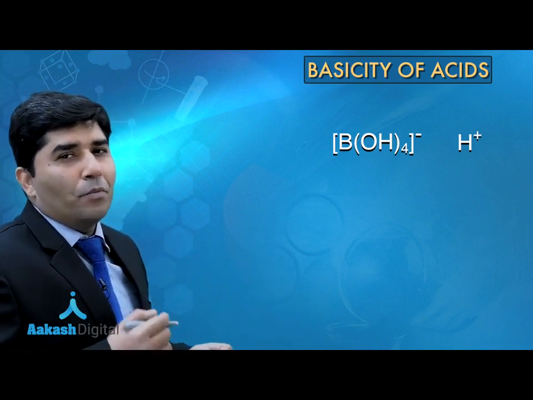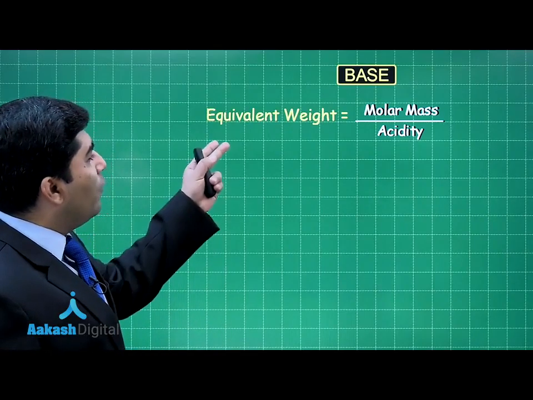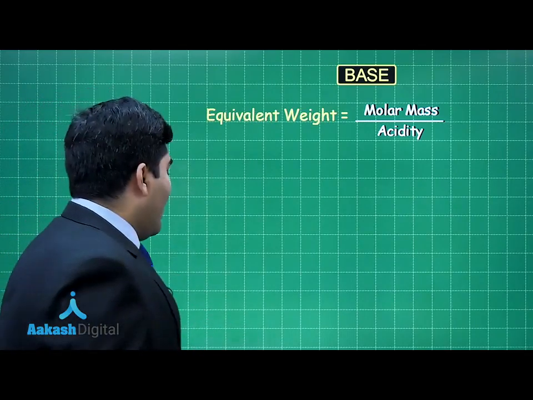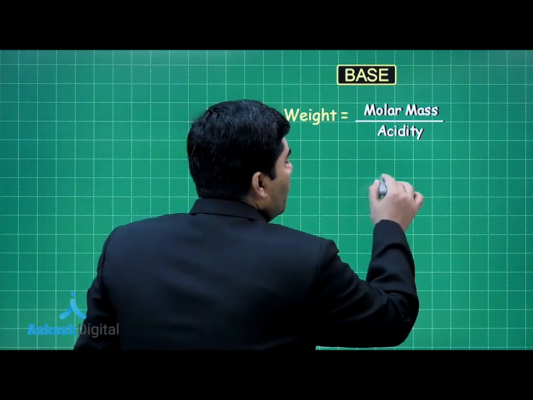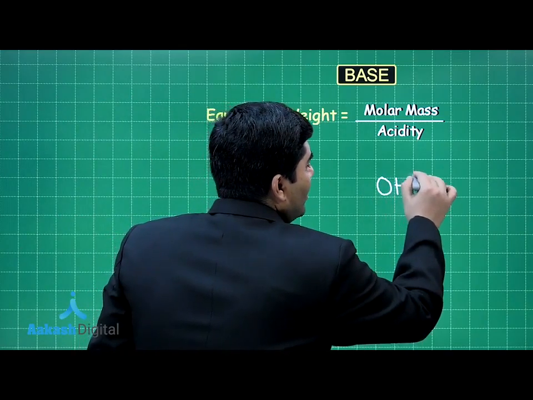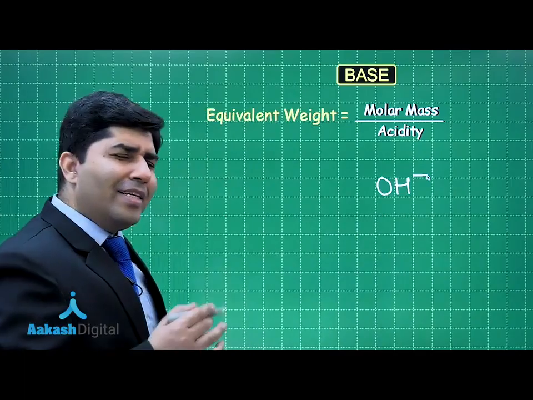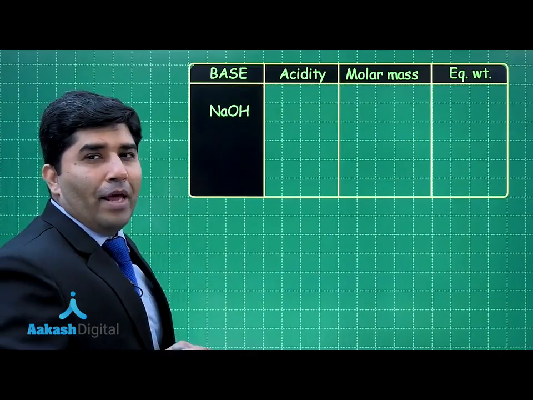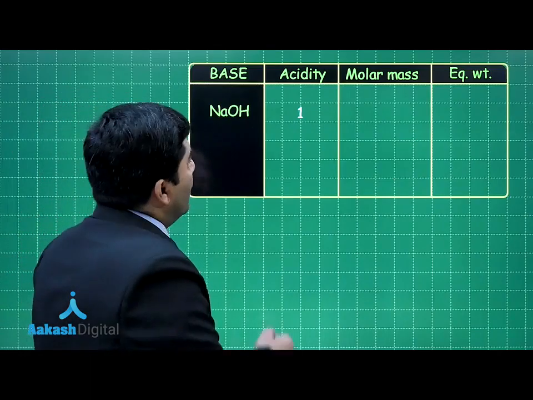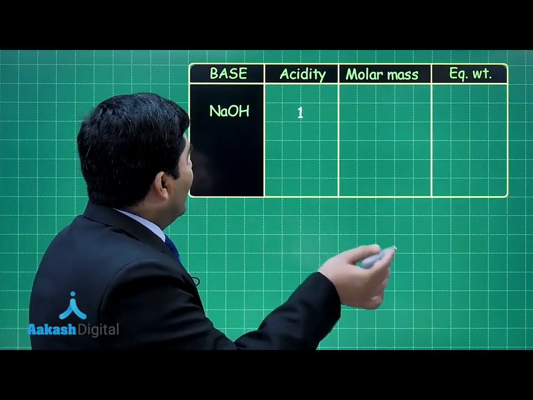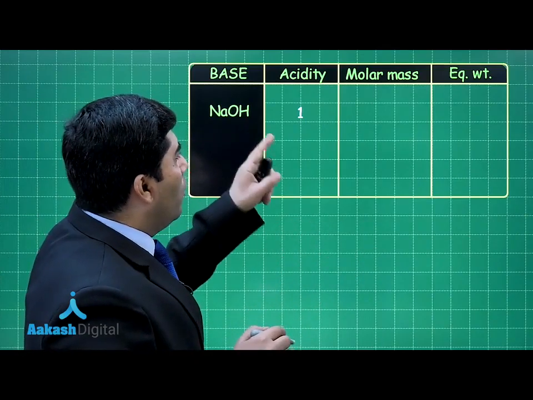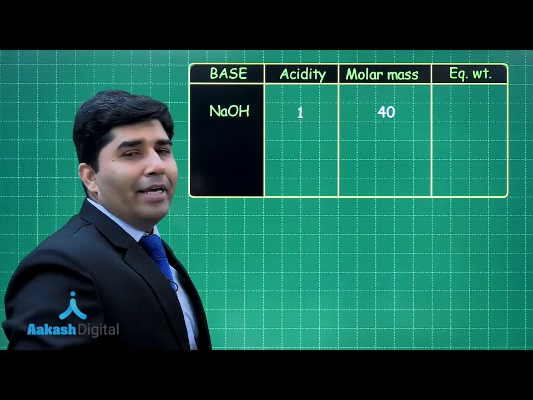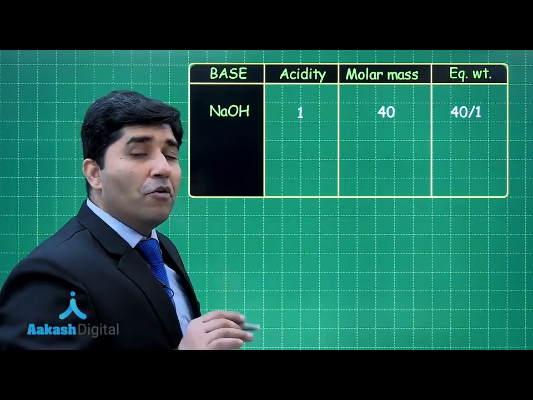Let's take the case of base. In the case of base, the equivalent weight will be equal to molar mass upon acidity. Now, what is acidity? Acidity is the total number of OH minus ions released by a base. Let's take some common examples. The most common example is NaOH. NaOH releases 1 OH minus ion, therefore its acidity is equal to 1. Molar mass is equal to 40, and if we divide 40 by 1 we will get its equivalent weight, therefore the equivalent weight is equal to 40 by 1.